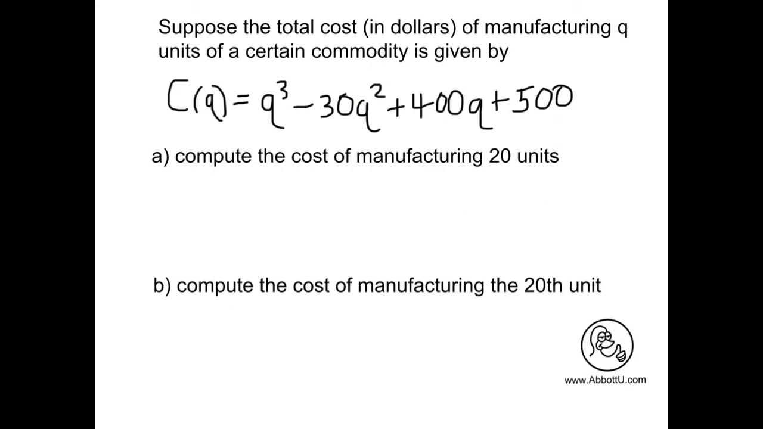And then finally we have this last problem, which is really two problems. Suppose the total cost in dollars of manufacturing Q units of a certain commodity is given by this whole ridiculous thing. We're going to take this one at a time. We'll cross that bridge when we get to it. For now, we've got to compute the cost of manufacturing 20 of these things. Well, Paul, as you probably know, this is a function where the number 20 here represents Q, the amount of things that we're manufacturing.